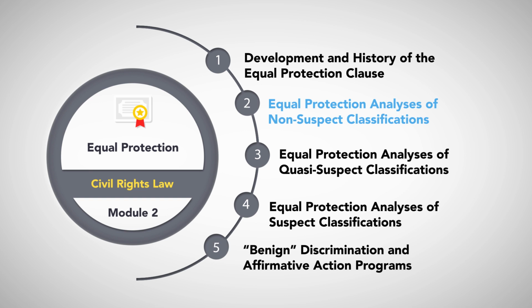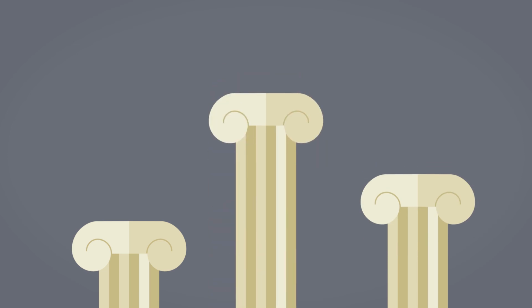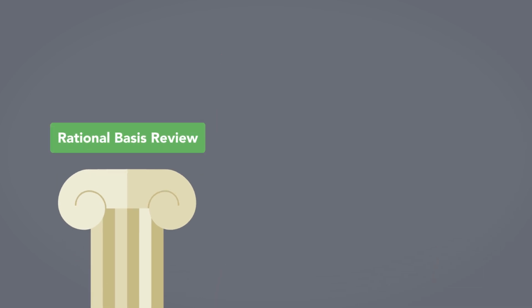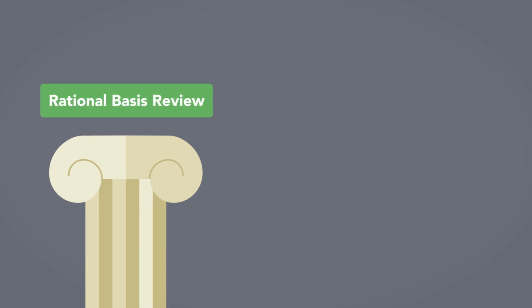Equal Protection Analysis of Non-Suspect Classifications. In Module 1, we looked at the reasons for differing levels of scrutiny in equal protection cases and discussed the applicable standards. Now we will look at each of these standards in greater depth. The first level of scrutiny is rational basis review, which a court will apply to determine the constitutionality of a law that is based on a non-suspect classification.